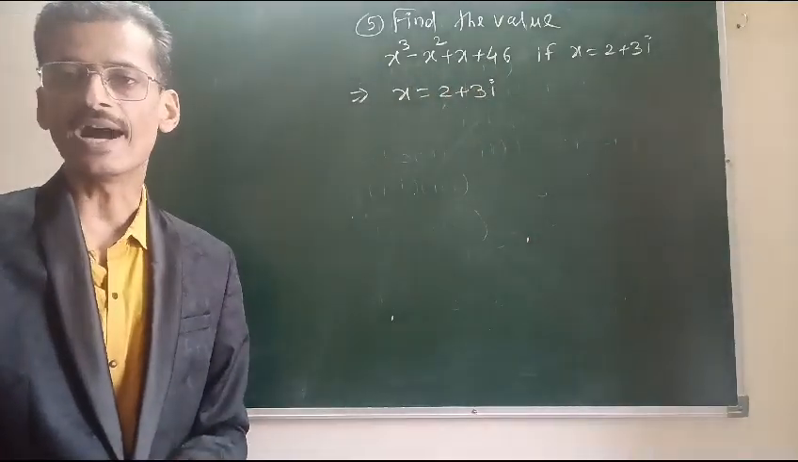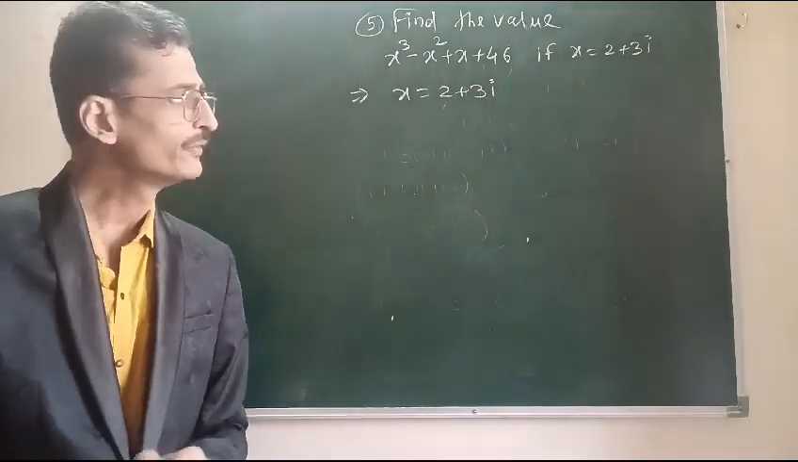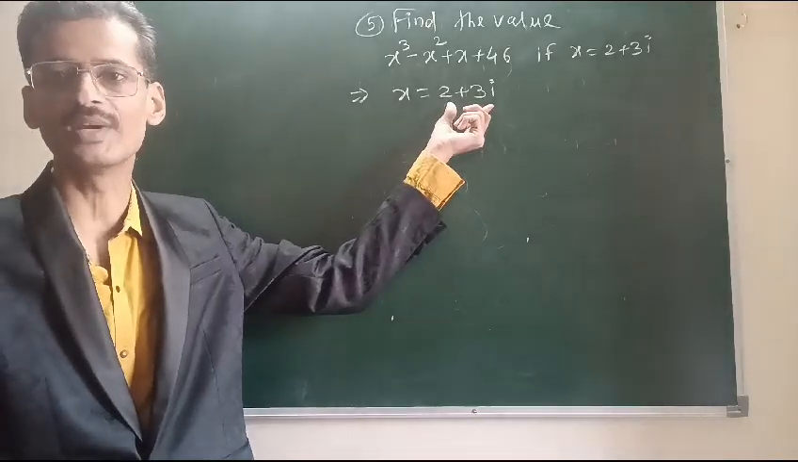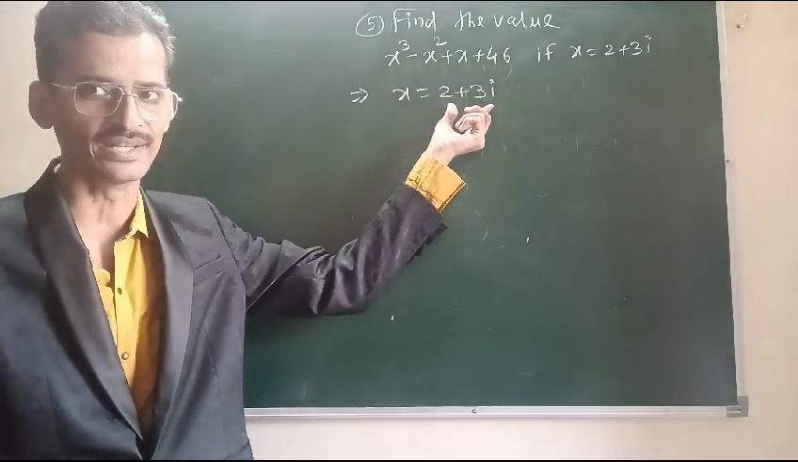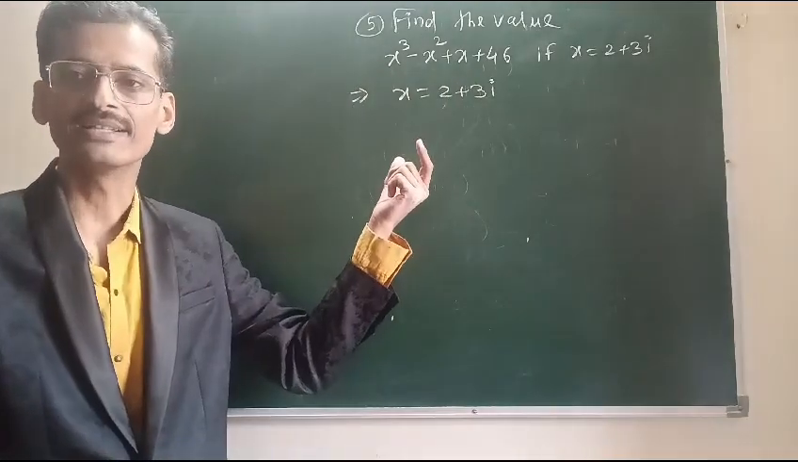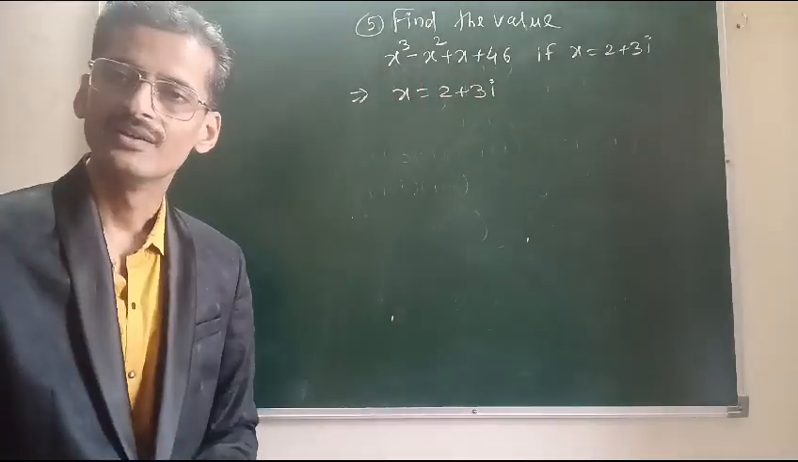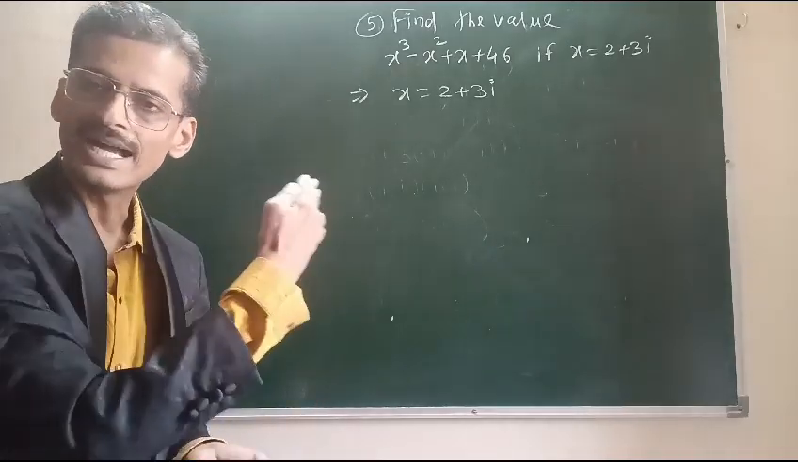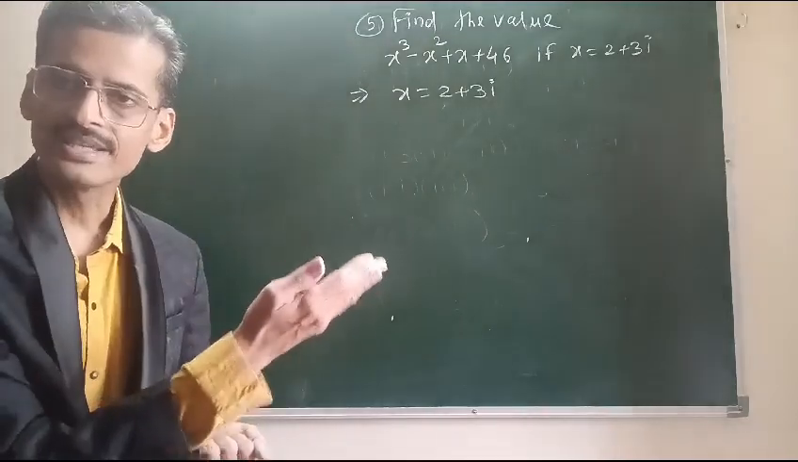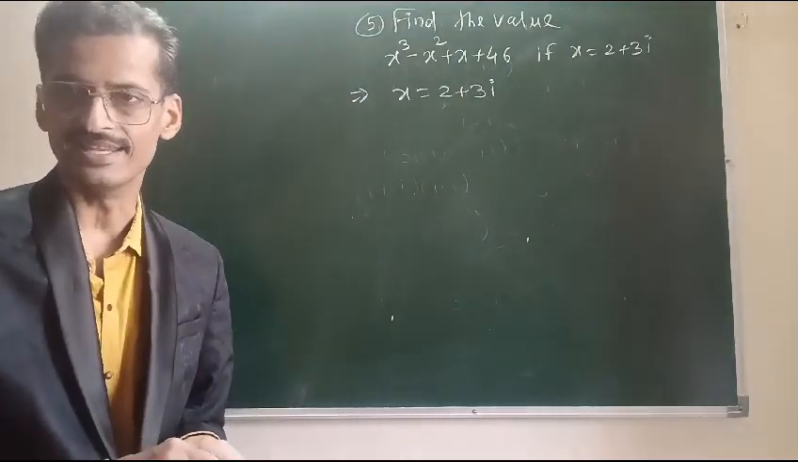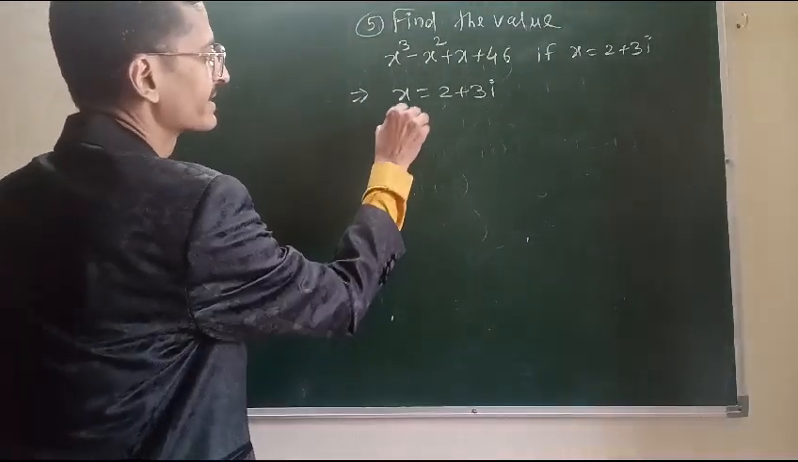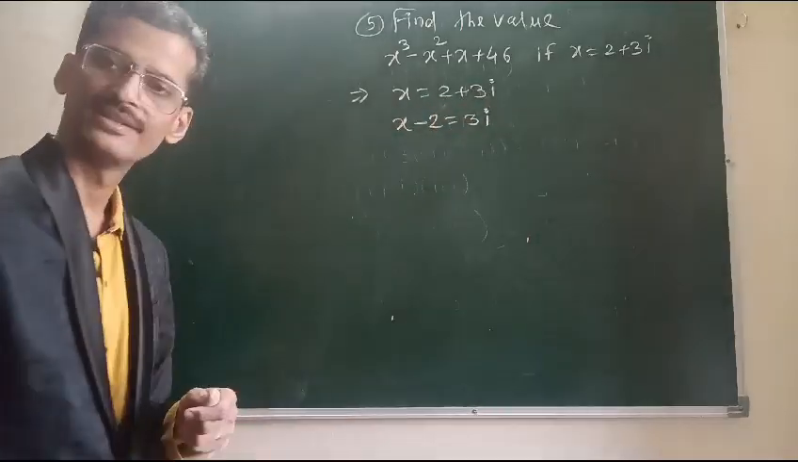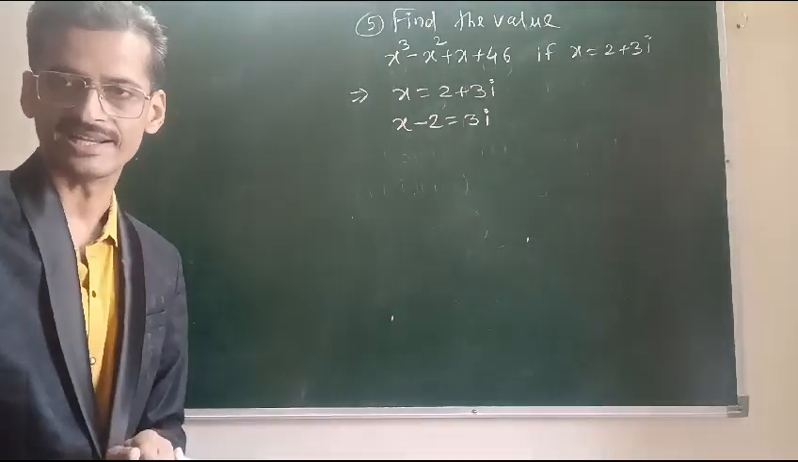Now we will remove i from this first. If we write squaring both sides, here (a plus b) square is what? a square plus 2ab plus b square. So in that 2ab part, again we will get i. But we don't want i. So the method here is to write the i part separately in the RHS and the remaining part in the LHS. So here x minus 2 is equal to 3i. So now the i part is separate in the RHS.